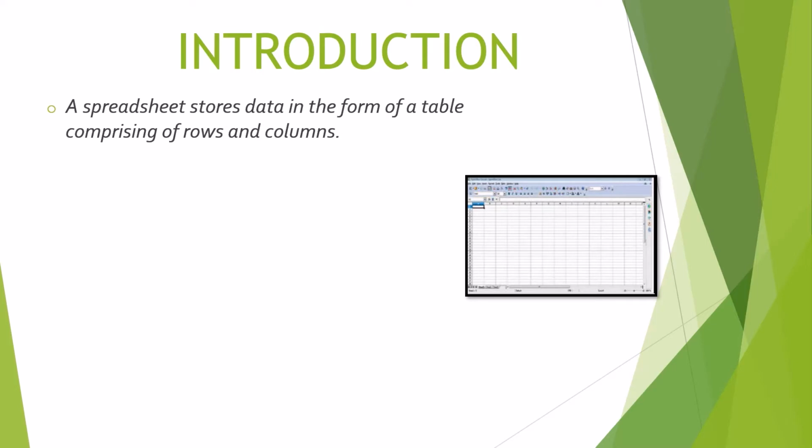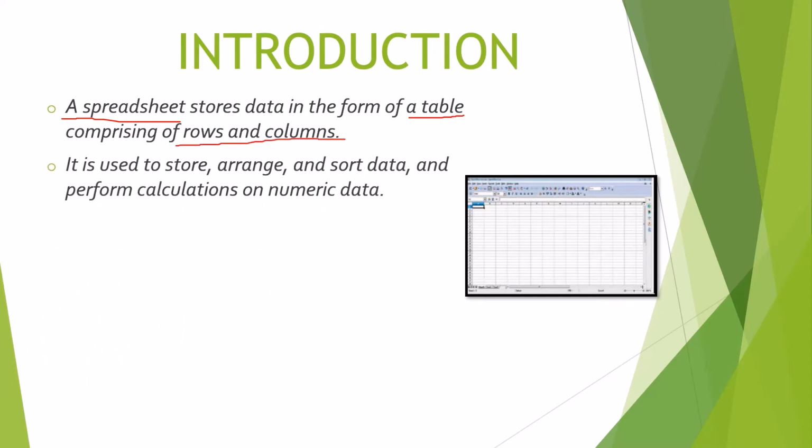Now, as the chapter is spreadsheet software, first of all let us know what a spreadsheet is and why we use it. We basically use a spreadsheet to store data in the form of a table, in a tabular form, and we know that a table is comprised of rows and columns. Also, we use the spreadsheet to store, arrange and sort data, and on the numeric data we can perform calculations.